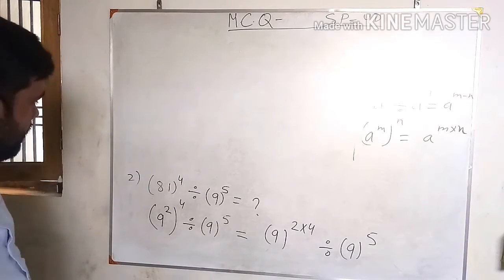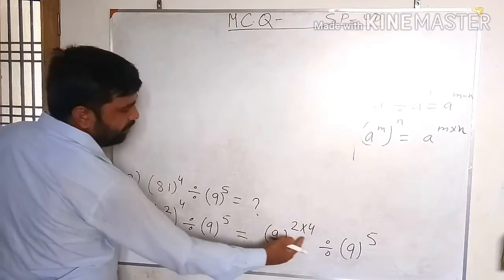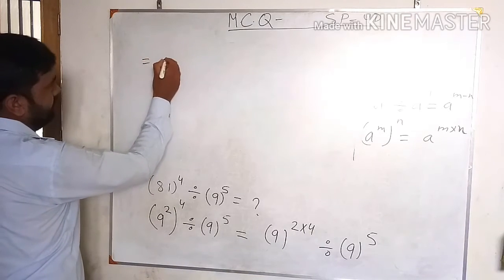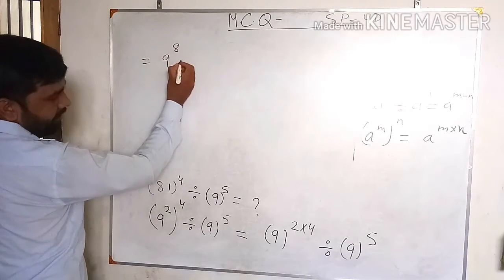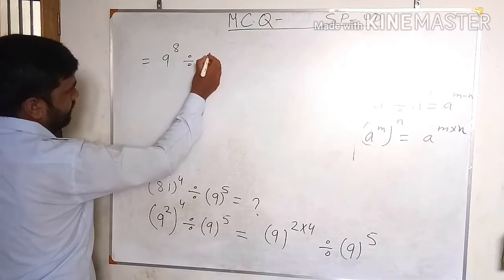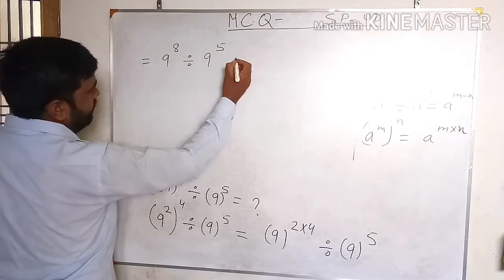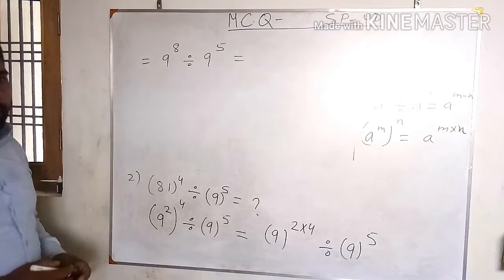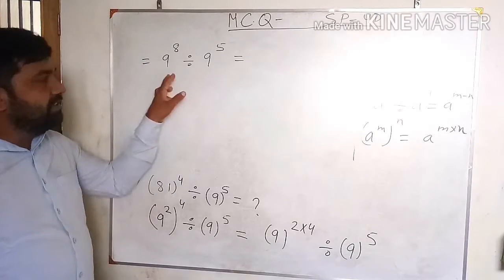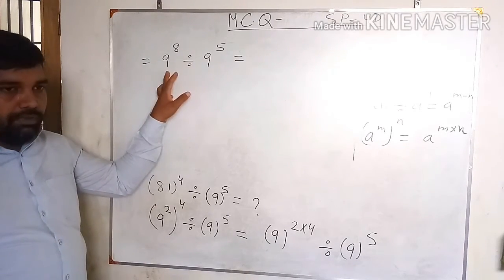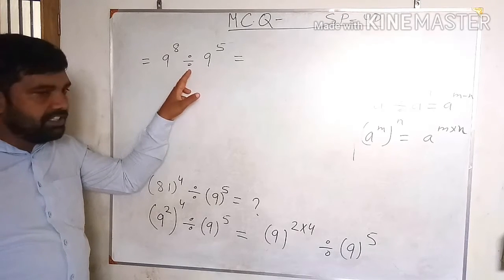Now see, in the next step, 9 to the power 2 times 4 is 8. So what is the value? 9 to the power 8 divided by 9 to the power 5. So this time, in these two exponents the base is the same. Now we have made the base the same, and both the exponents are divided by each other.